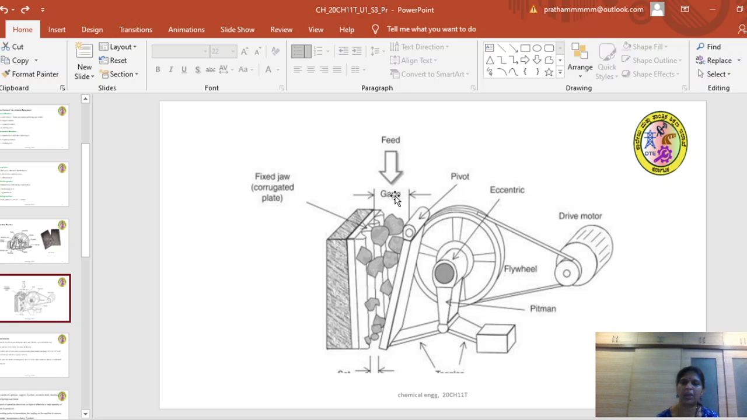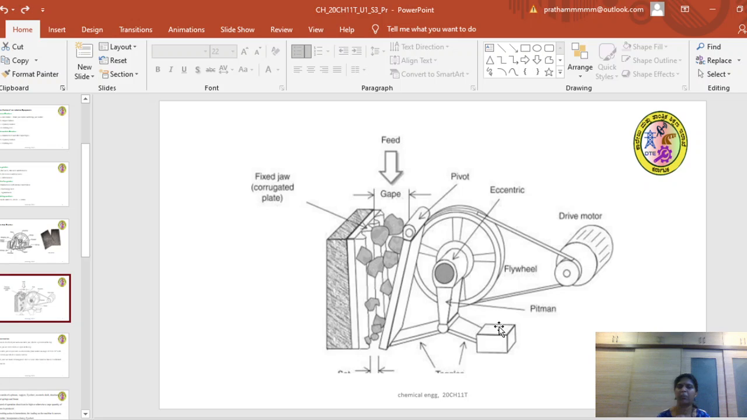The feed is admitted at the middle of the opening between the two jaws, the fixed jaw and the mobile jaw. The mobile jaw is pivoted through the pitman, the toggle, and the eccentric arrangement. This is how the figure looks. Just observe the diagram, and by observing it you can imagine the size reduction equipment, the jaw crusher.